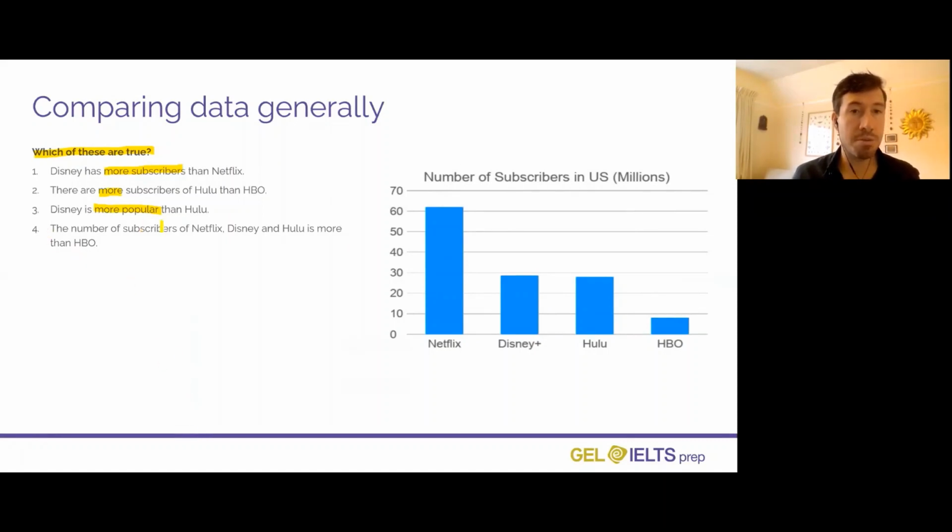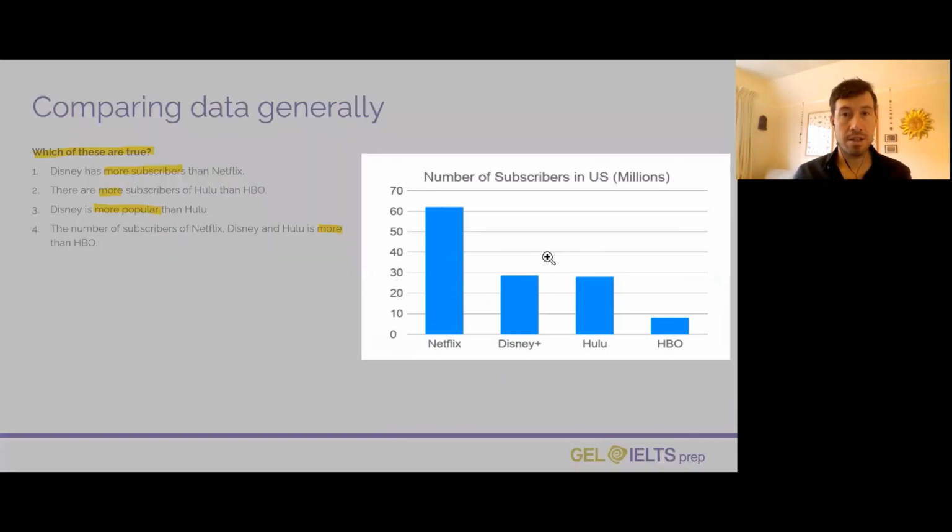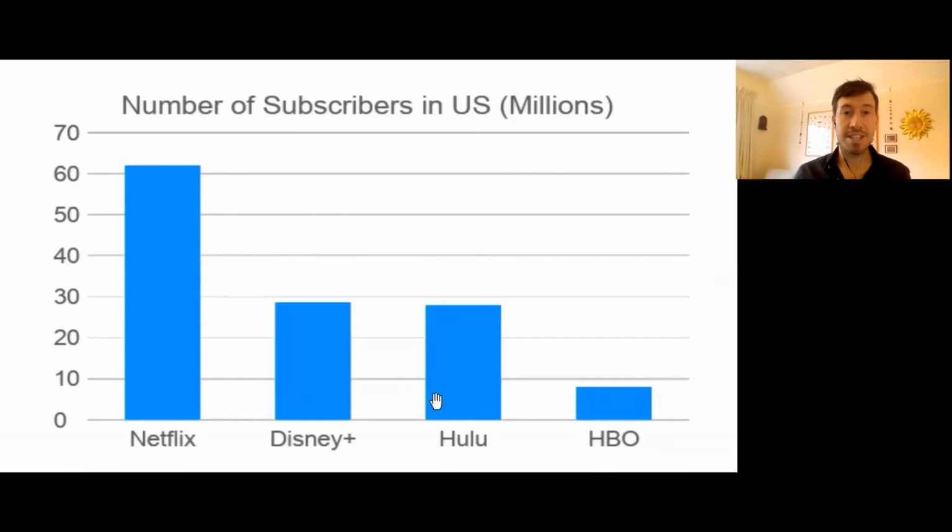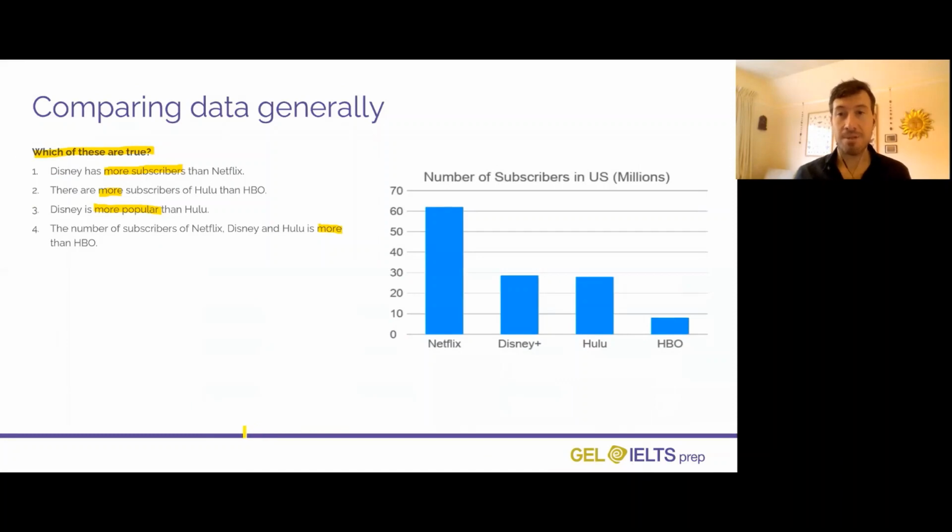And number 4, the number of subscribers of Netflix, Disney, and Hulu is more than HBO. So we've got Netflix, Disney, and Hulu. We've got HBO here. Yes, that's true. Absolutely. All of these are more than HBO. So the correct answer there was 2, 3, and 4 are all true.